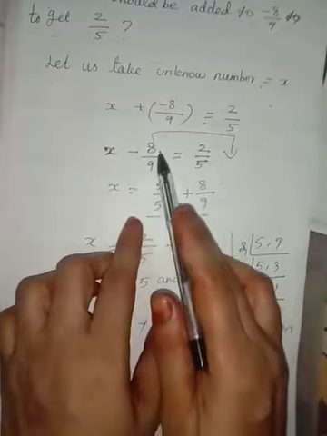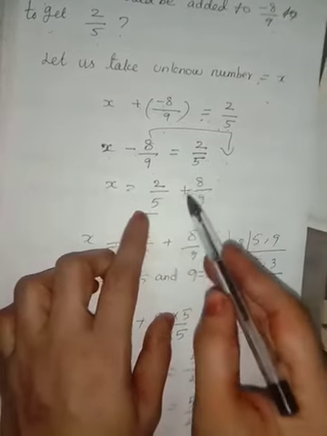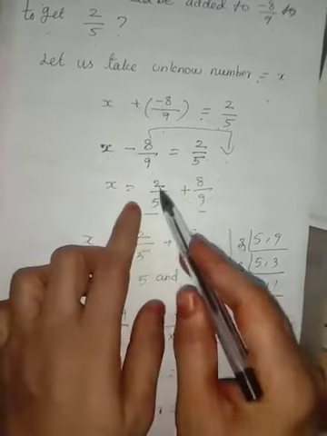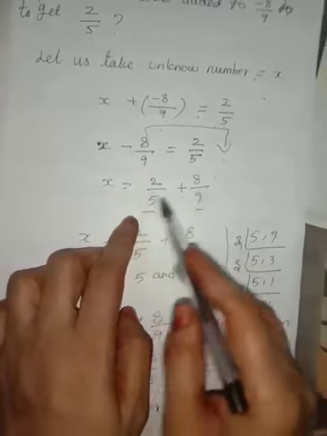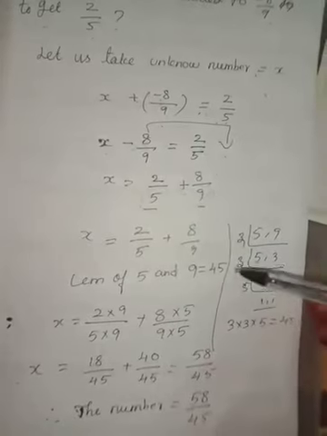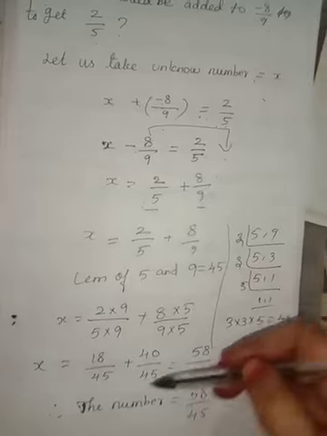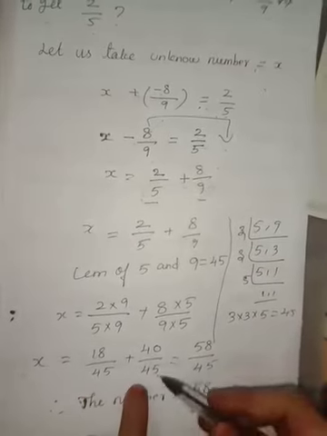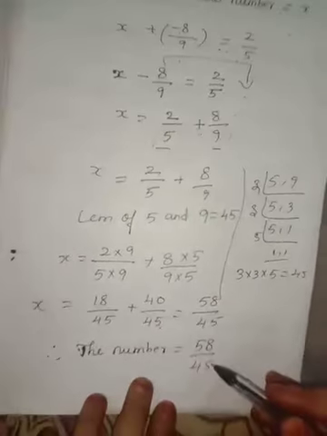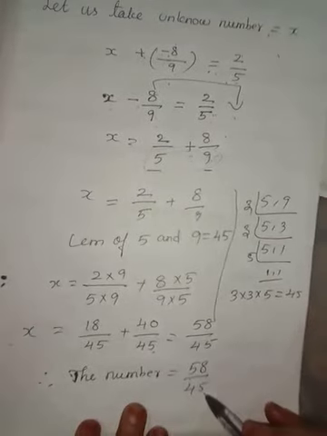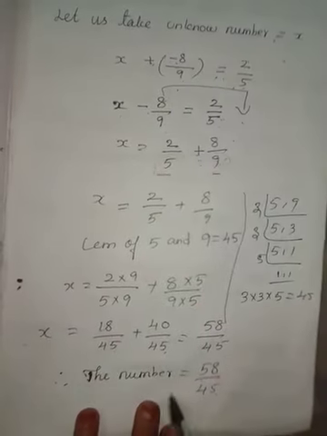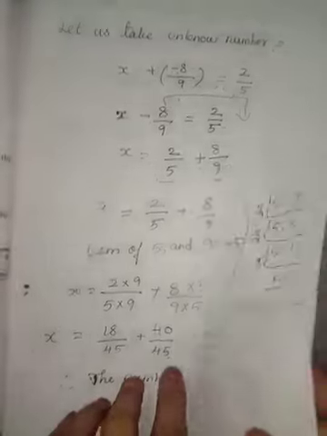That's why the minus 8 by 9, when it comes to the right-hand side, it will be plus. So 2 by 5 and 8 by 9, the denominators are unlike. So we must take the LCM and convert them into equivalent rational numbers, and adding the numerators we get the number 58 by 45. The unknown number is 58 by 45.